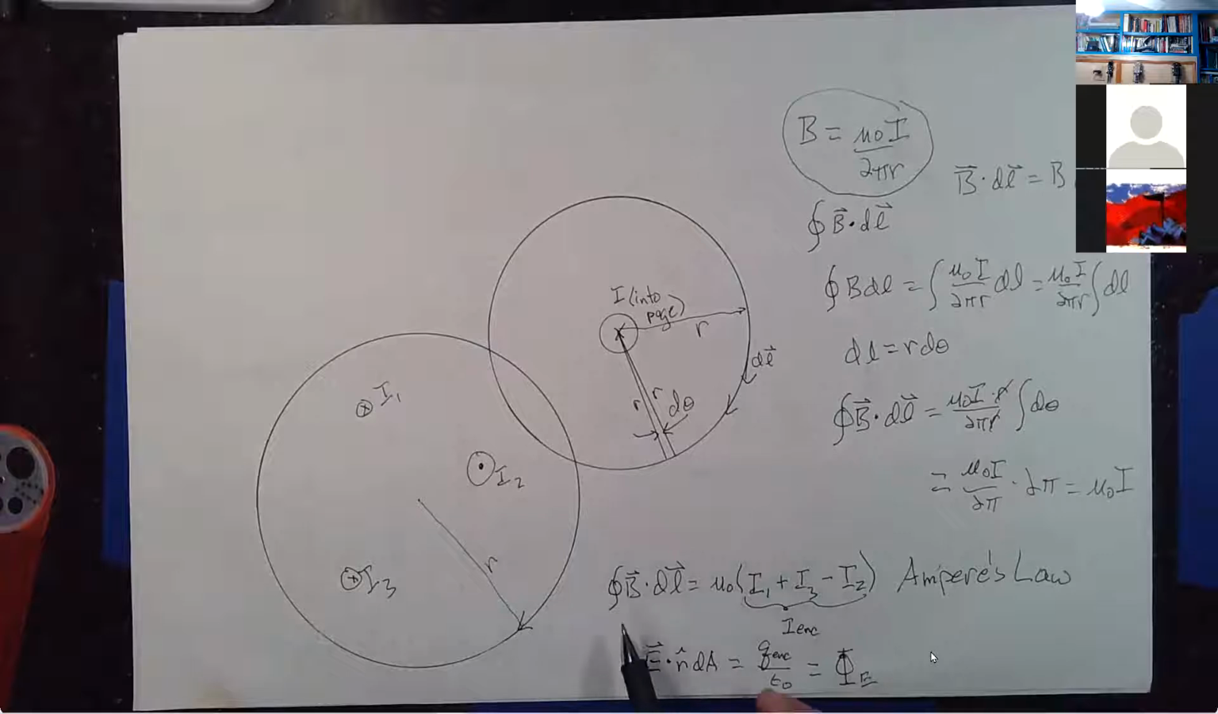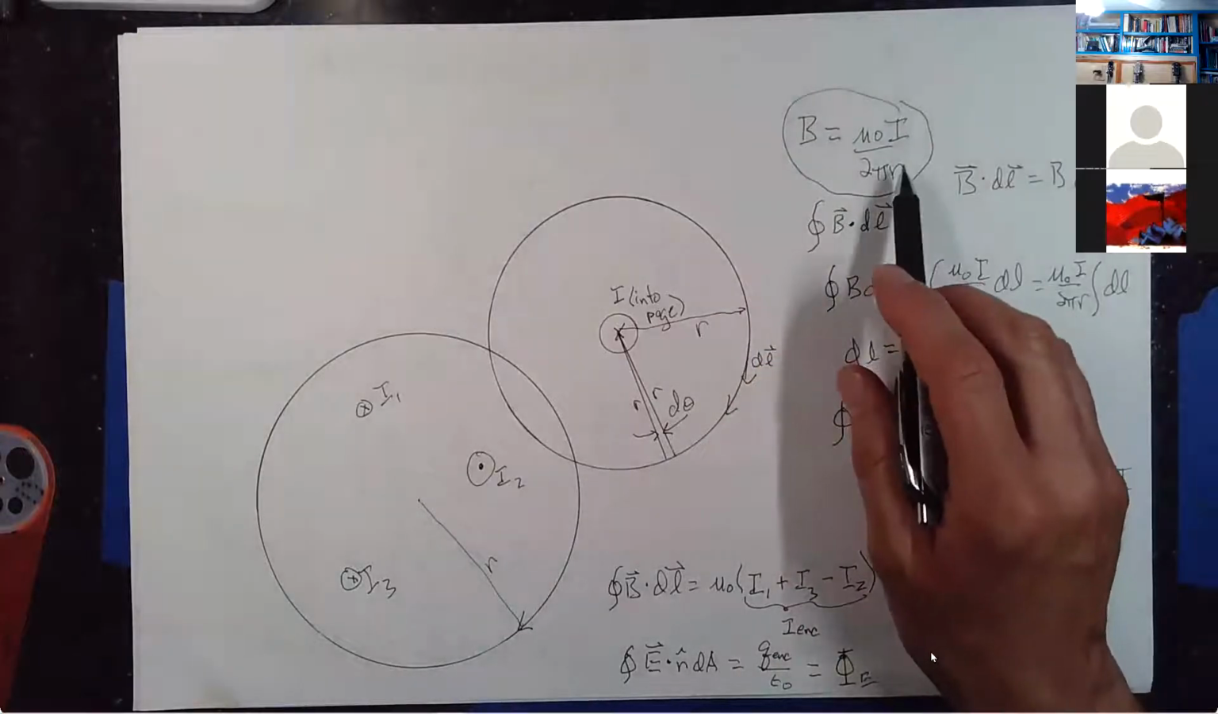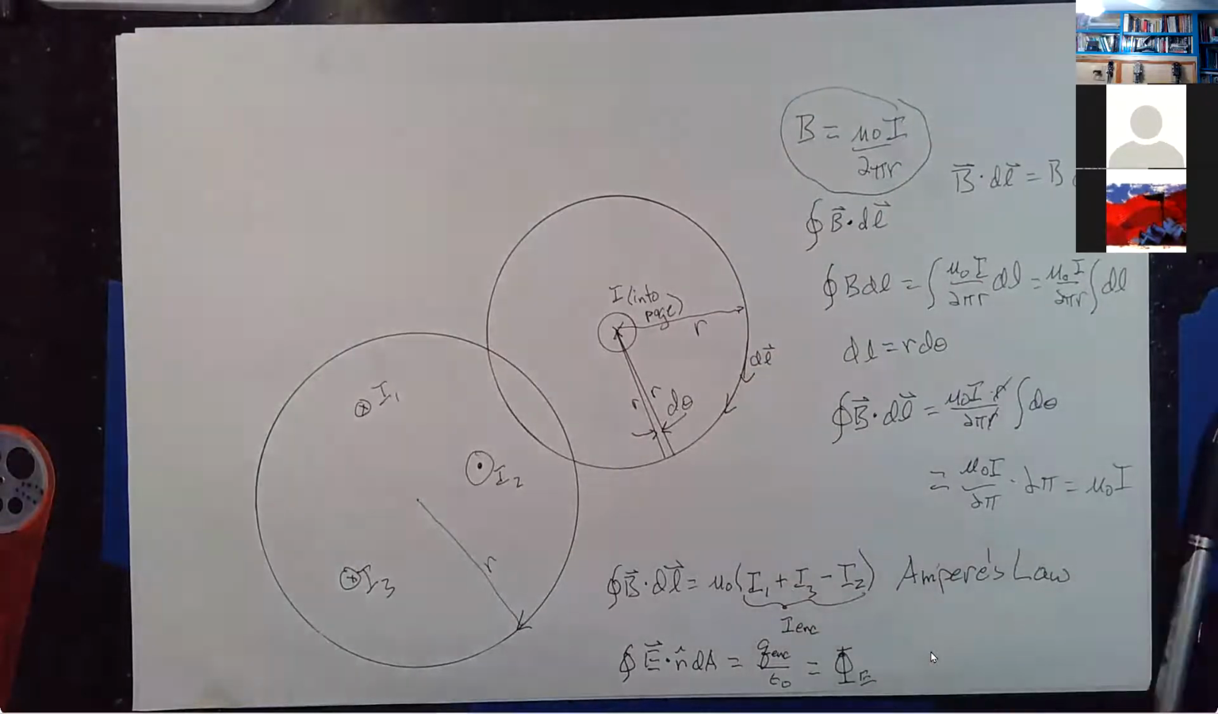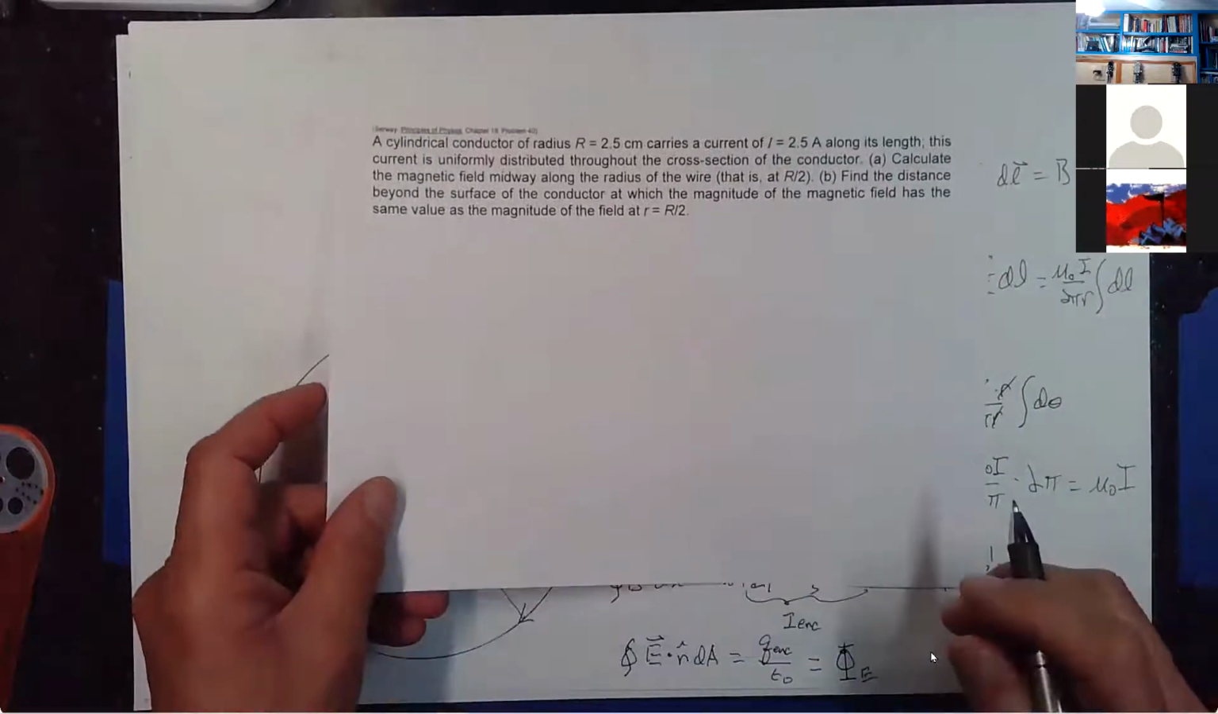And if I just remember, B dot dl is going to end up being B times 2 pi r, and it's going to equal mu naught I, and then I can arrive at this expression and use that. Okay, but let's check out one.